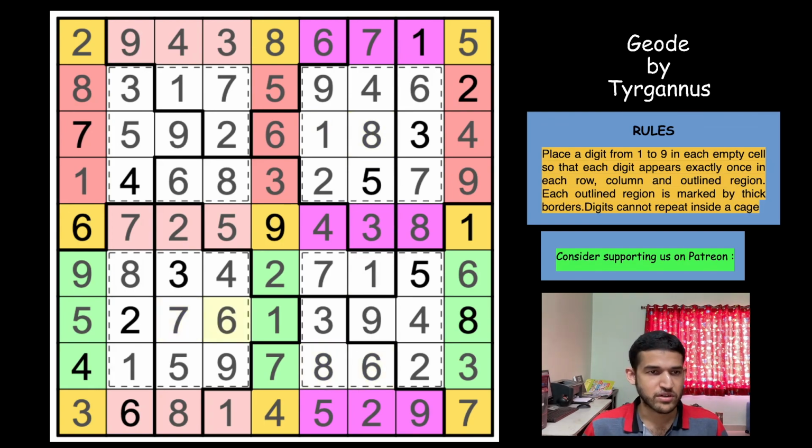And with that, we have completed this Sudoku by Tyrgannus. An excellent one, I would say. The colors kind of made the solve a bit difficult, but if you're solving on paper, you can try to remember things and solve, and that I think would be easier. But an excellent Sudoku by Tyrgannus.